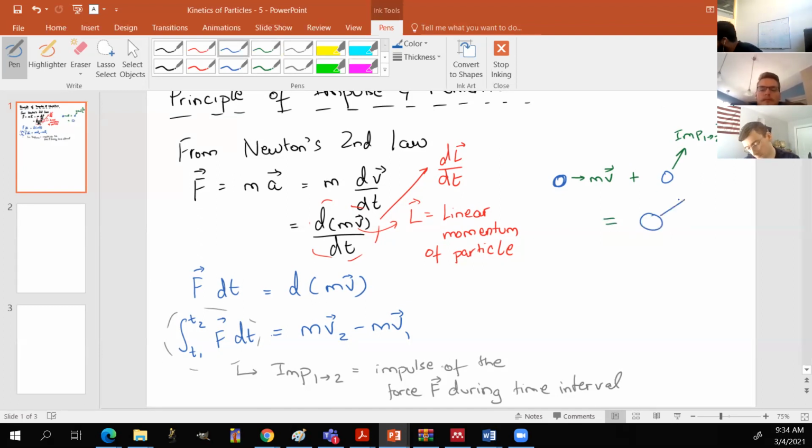Where you'll see that this was mv1. Let's say that that is equal to mv2, and we know that this is going to be the vector sum of this linear momentum and whatever this impulse is. So if I draw it out, that's my mv1, that's my impulse from 1 to 2.